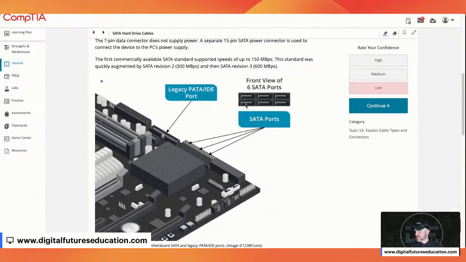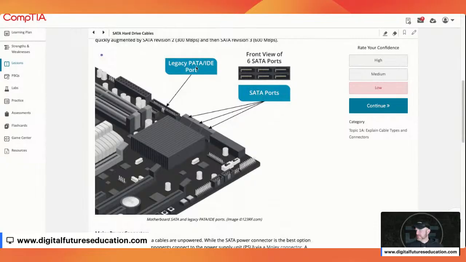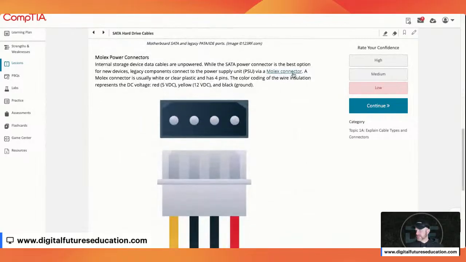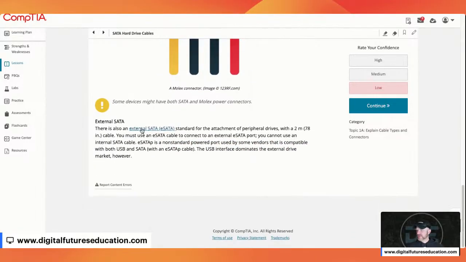So here we have a view of what the front view of 6 SATA ports look like, with the legacy PATA IDE port. And then we have the Molex connector, a legacy power connector for internal devices such as hard drives and optical drives. And then we have the external SATA, a variant of SATA cabling designed for external connectivity.